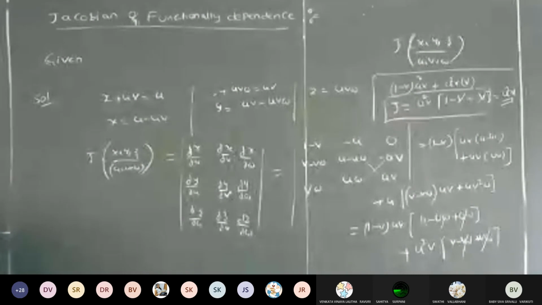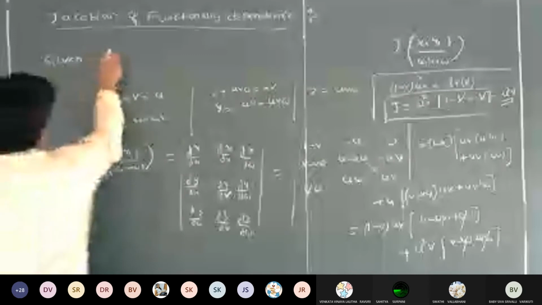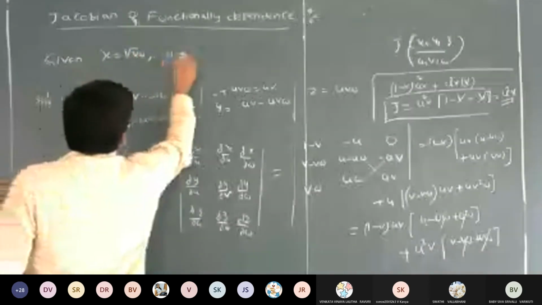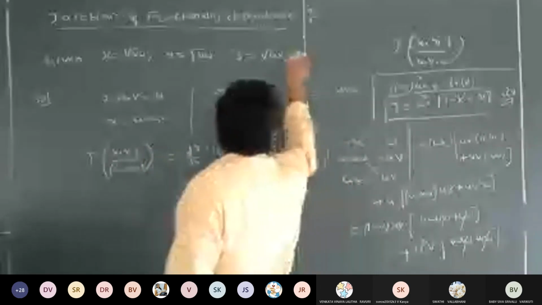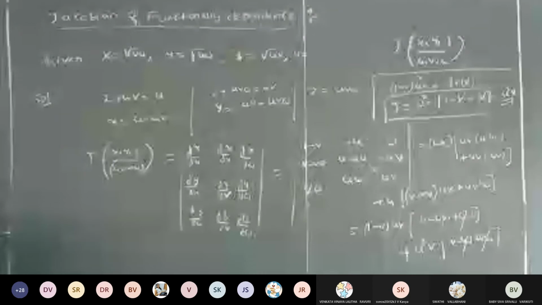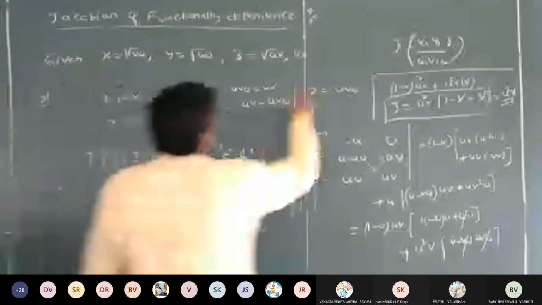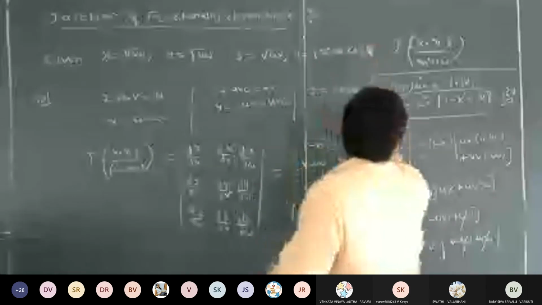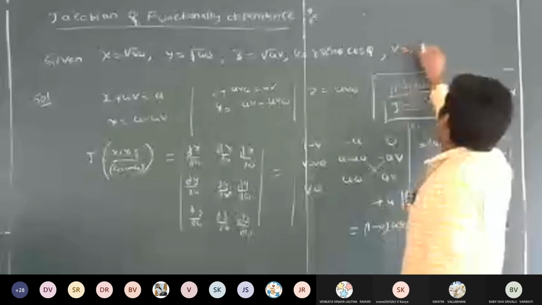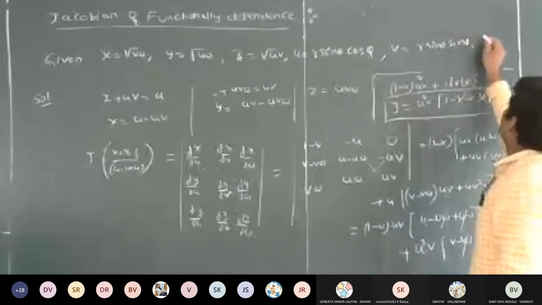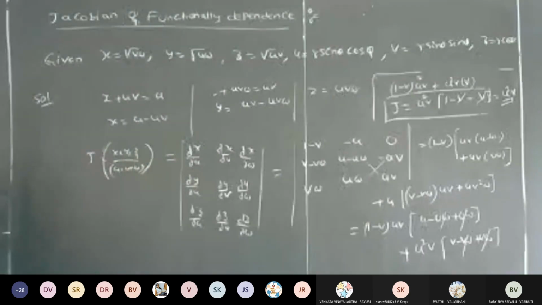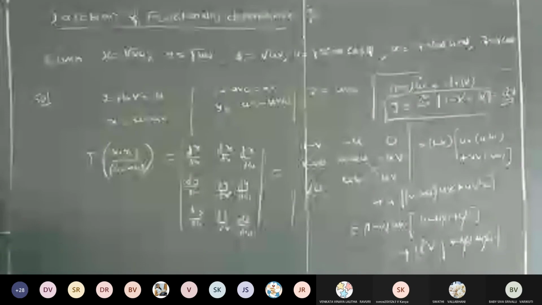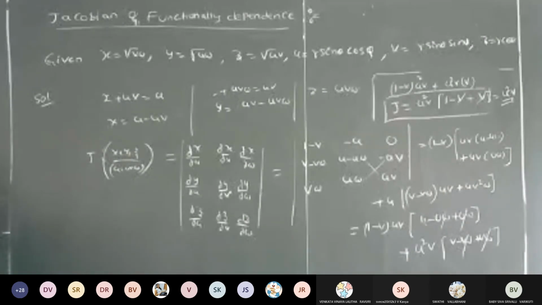So the next problem is given x is equal to root vw, y is equal to root uw, z is equal to root uv, where u is equal to r sin theta cos phi, v is equal to r sin theta sin phi, w is equal to r cos theta. What are u, v, w? Already we discussed.